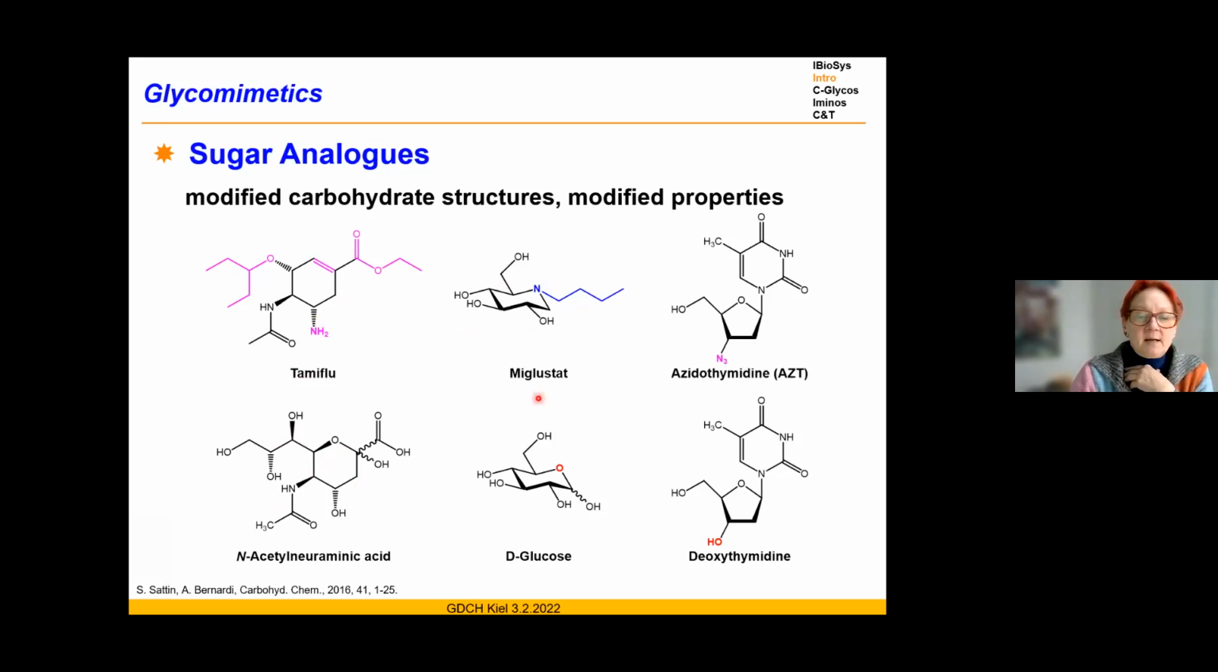There's another glycomimetic, miglustat, an iminosugar. It is the glycomimetic of glucose, and what it does, it's an inhibitor of glycosidases and is used for the treatment of diabetes type 2. So with this inhibitor, the enzyme is inhibited, and doing so, the blood sugar level can be controlled. And AZT is also a very well-known glycomimetic of deoxythymidine. We have an azido group here instead of the hydroxyl group, and this has been one of the first therapeutics against HI virus. And what it does is, in combination with other drugs, it inhibits the reverse transcriptase of the HI virus.